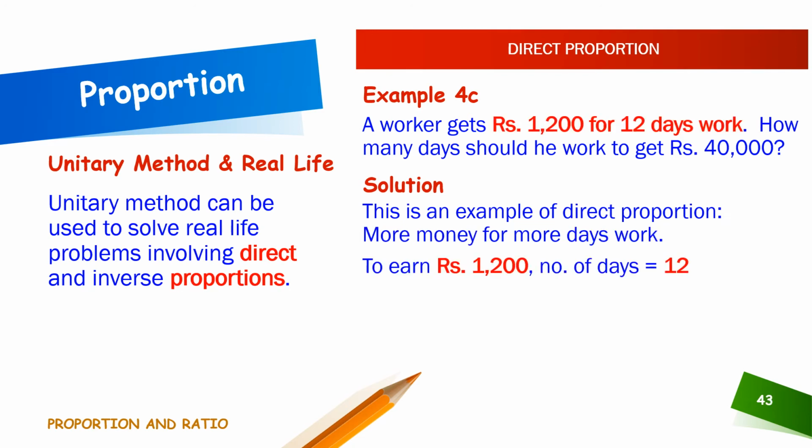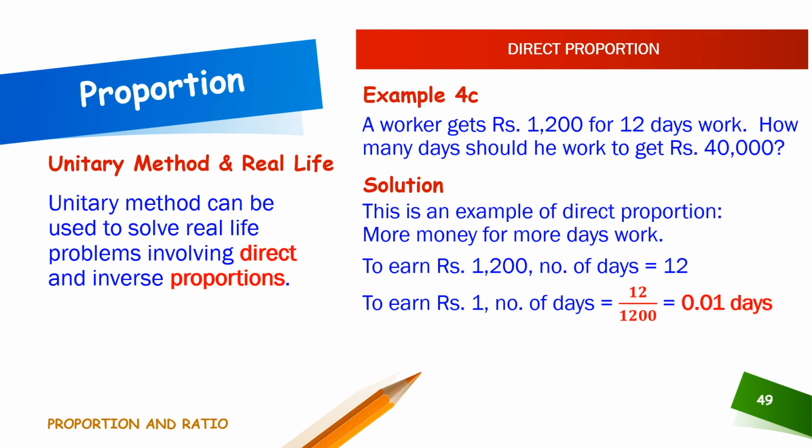To earn 1,200 rupees, the number of days he needs to work is 12. So to earn 1 rupee, we need to divide both sides by 1,200 to give 12 over 1,200 days, which is equal to 0.01 days.